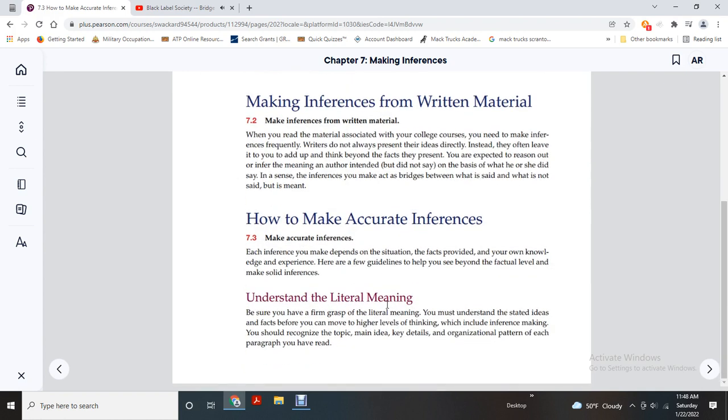How to make accurate inferences. Each inference depends on the situation and the facts provided, as well as your own knowledge and experience. A few guidelines help you make solid inferences. Understand literal meaning. Because you have a firm grasp of literal meaning, you understand the stated ideas and facts before you move to higher levels of thinking, which include inference making. You should recognize the topic, main idea, key details, and organizational pattern of each paragraph you read.